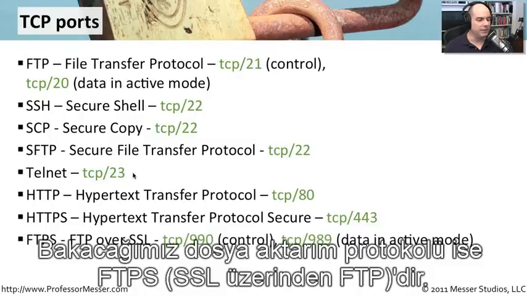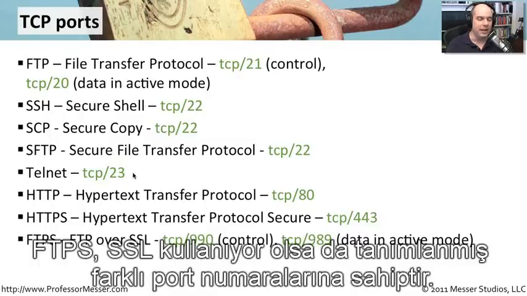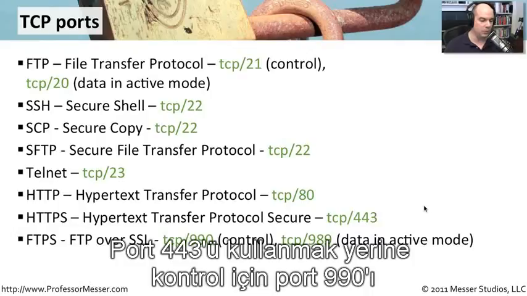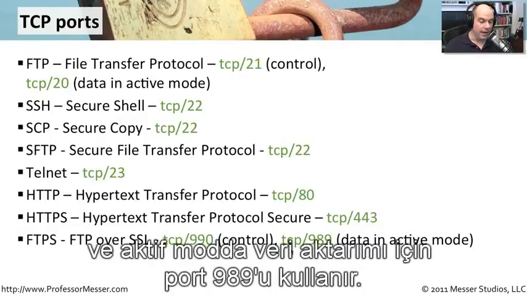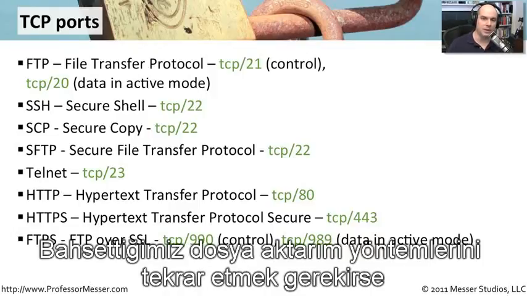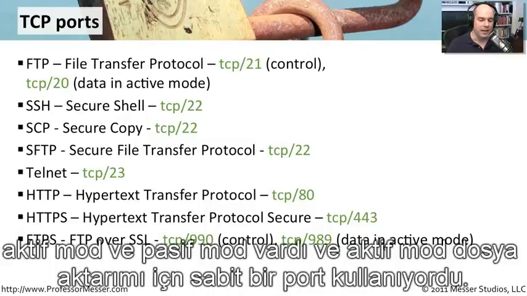And one of the last file transfer protocols we'll look at is FTP over SSL. Even though FTPS is using SSL, there are different port numbers that have been set up. It's not really using port 443. It's using TCP port 990 for the control, and then TCP port 989 to do data in the active mode. Again, with that file transfer process we were talking about earlier, there's an active mode and a passive mode. And in active mode, we always know that TCP port 989 is used for data.